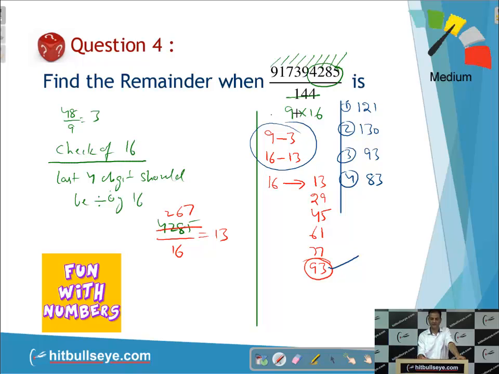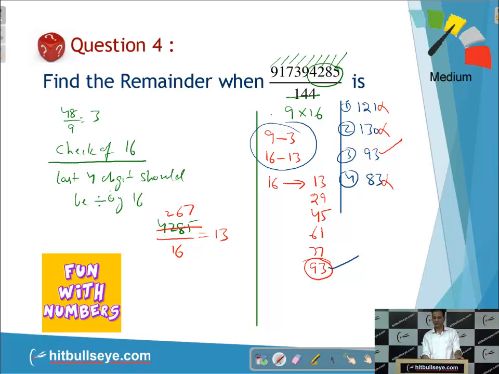Then there is no need to solve this question. Simply divide by 9, the remainder should be 3. Check 121 divided by 9: it gives remainder 4, rejected. 130 divided by 9 gives remainder 4, rejected. Because these numbers are not satisfying the condition with 9, why check the other conditions? Then 83 divided by 9, remainder will be 2, and we are left with only 93, which gives remainder 3 when divided by 9. So there is no need to check by 16.